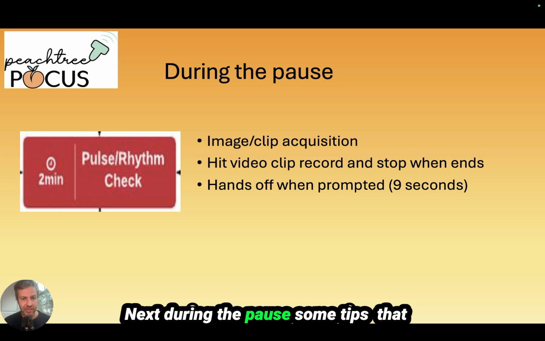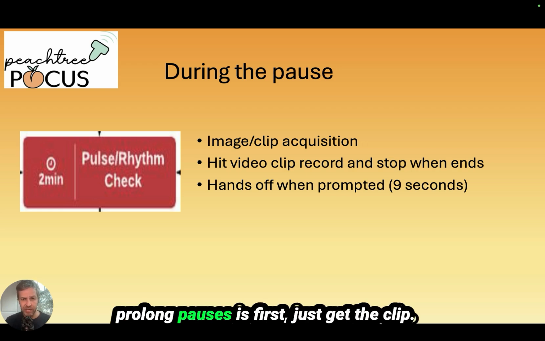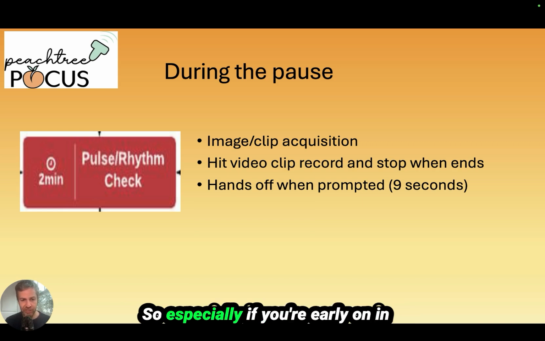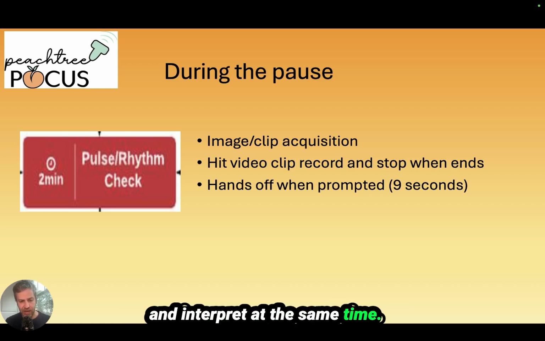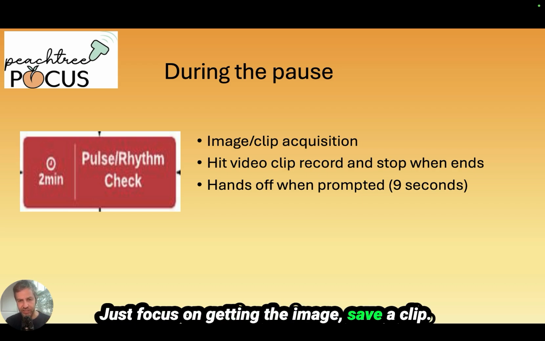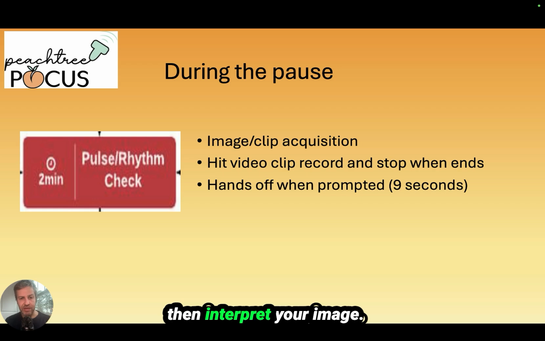Next, during the pause, some tips that you can do to make sure you don't prolong pauses: first, just get the clip. Especially if you're early on in ultrasound, don't try to get the image and interpret at the same time. Just focus on getting the image, save a clip, and then during the compression part of it, you can then interpret your image. So you're not trying to do too many things at the same time. So that's one way to do it.